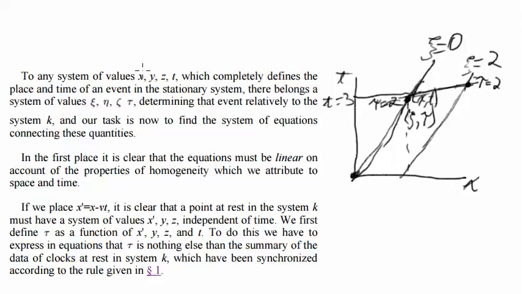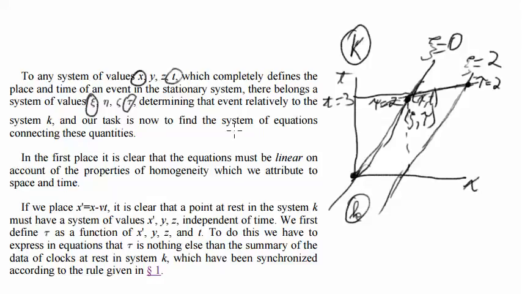Anyway, every system of values x and t completely defines the place and time of an event in the stationary system, and there's a psi, comma, tau, and an eta and zeta, determining that event relatively to system K, and this system k is traveling with respect to system capital K. So our task is now to find the system of equations connecting these quantities.